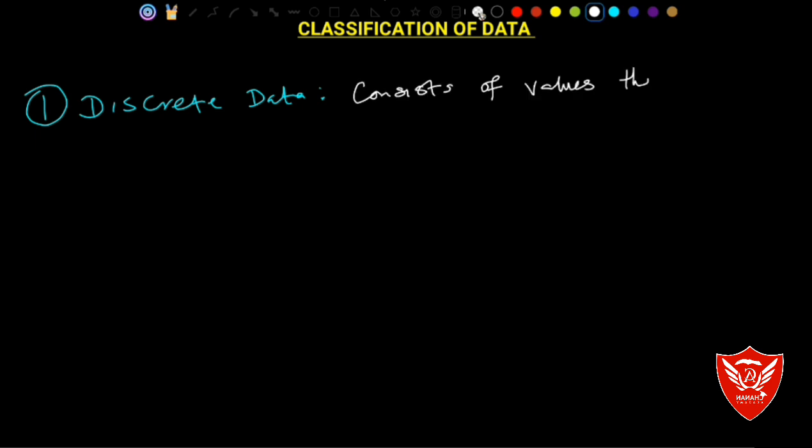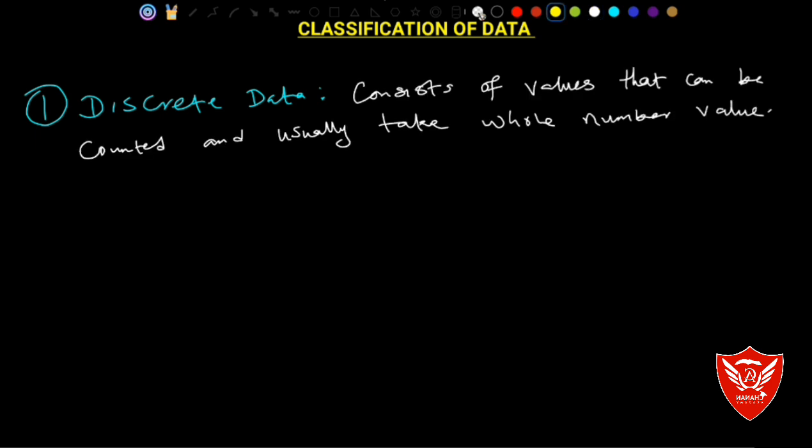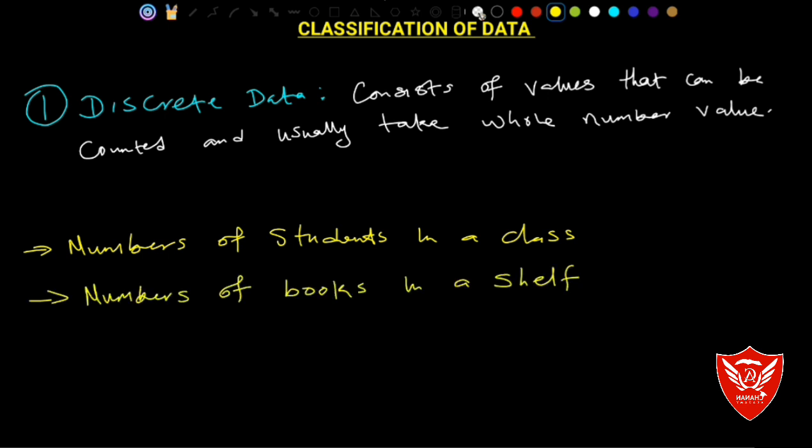All right. Classification of data. Now, data can be classified into two. The first one is the discrete data. The discrete data consists of values that can be counted. Examples of discrete data are the number of students in a class. The number of students in a class can be counted. Also, the number of books on a shelf. These are all examples of discrete data. You can count them, and give them values.